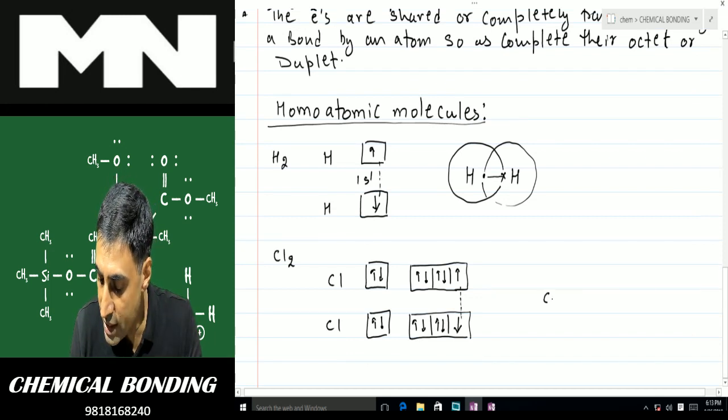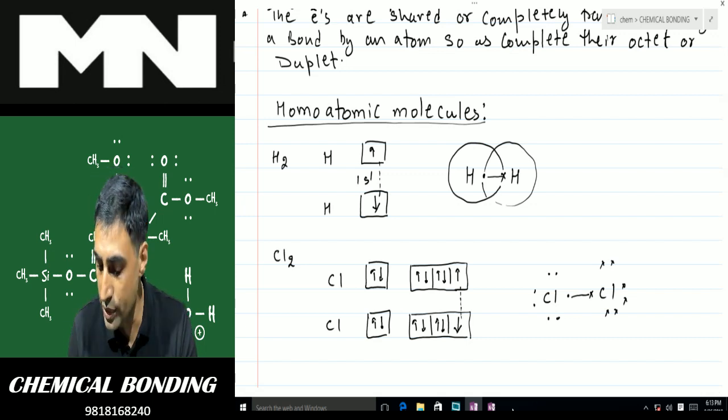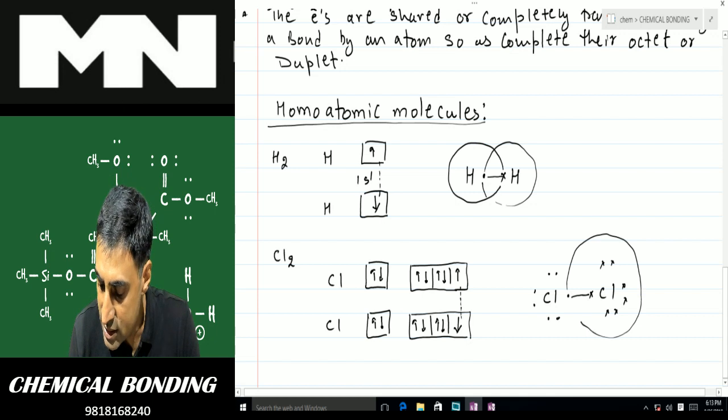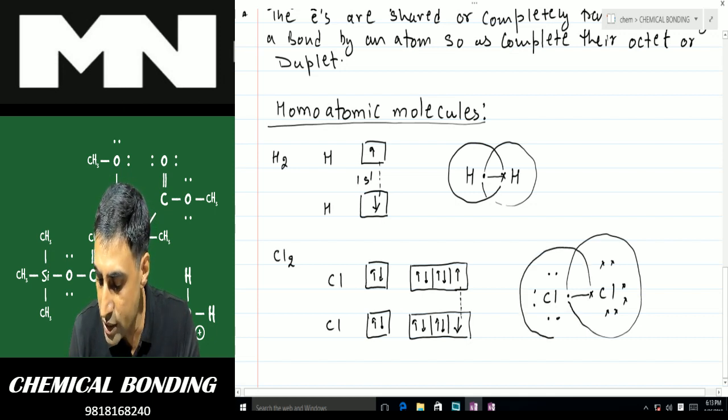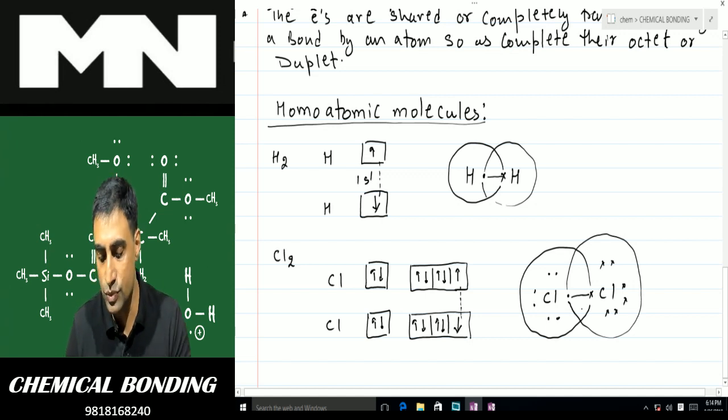If I draw a chlorine atom, it will have electrons like 1, 2, 3, 4, 5, 6 and 1, 7. Another chlorine atom, 1, 2, 3, 4, 5, 6 and 1, 7. These unpaired electrons are shared, so you will have a single bond between the chlorine atoms. The octet of one chlorine is complete and the octet of the other chlorine is complete. So the Cl2 molecule also fulfills all the conditions of valence bond theory, that is VBT: only the unpaired electron takes part in chemical bonding, only the electron of the valence shell takes part, and the electrons are shared so as to complete the octet of the chlorine atoms.